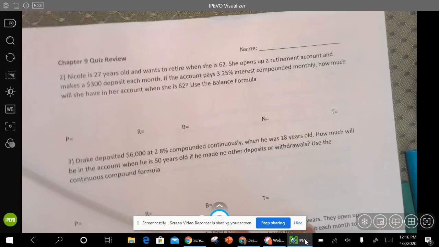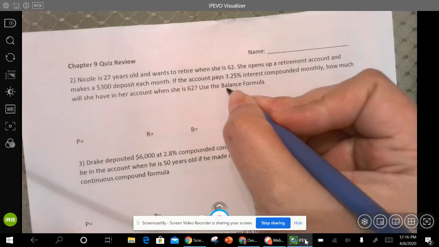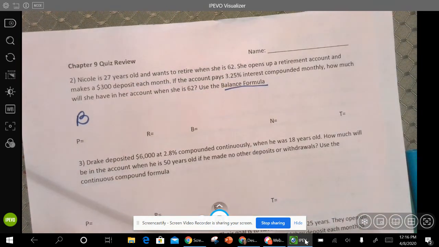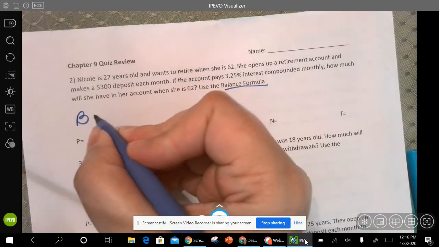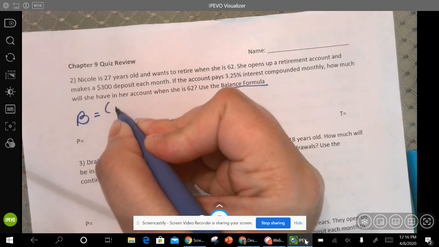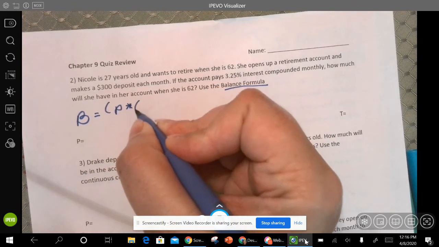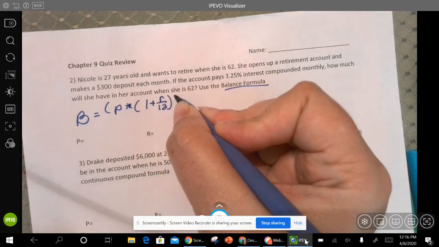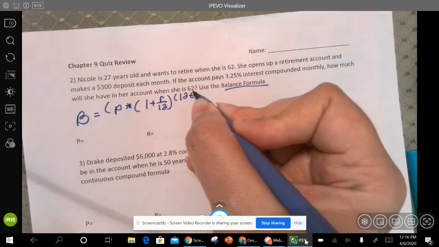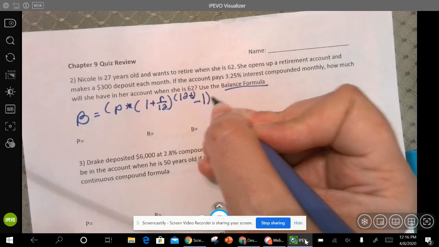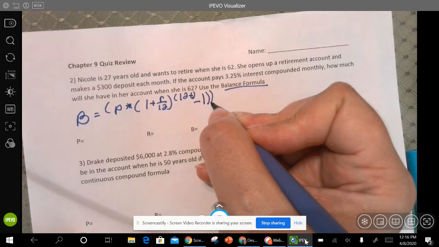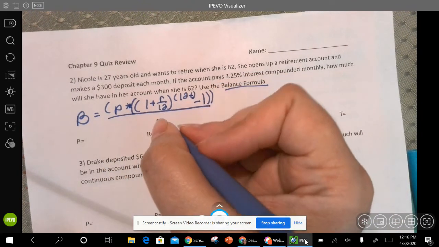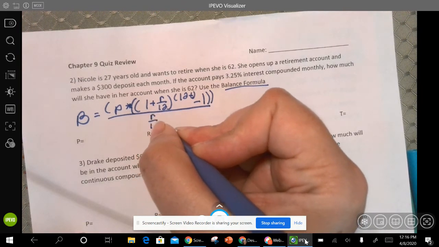Okay, so the first one says use the balance formula. Remember that one is going to be where we have it set up. It's going to be the principal times 1 plus the rate divided by 12, raised to 12 times the time, minus 1. Remember we do have to put parentheses here, so remember our pairs of parentheses, and then the rate over 12 for this one.